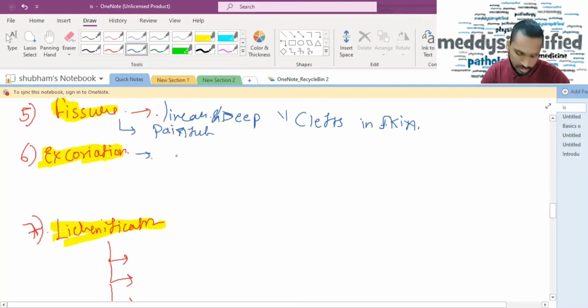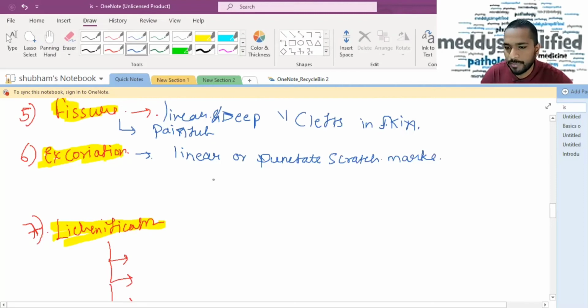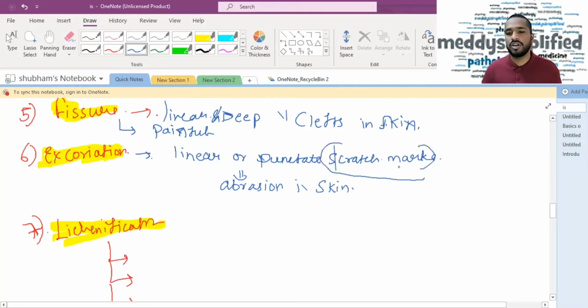Right. Next is excoriation. Excoriation is linear or punctate scratch marks, that is abrasion of skin, linear or punctate abrasion in skin, and this is usually due to scratching. So it is the scratch marks which is called excoriation.